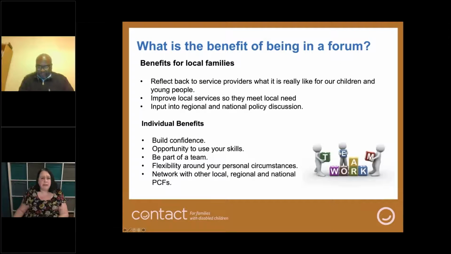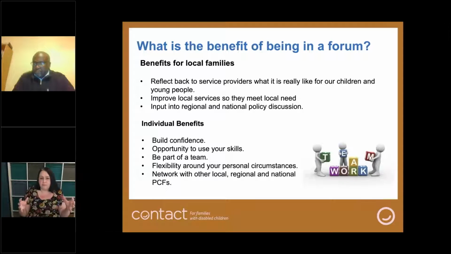So what is the benefit of being in a forum? I'm going to look at this really from two sides. So the benefits for local families as a collective. There's the ability to reflect back what services are really like for children and young people. And actually, for people that are commissioning those services, they really need that intelligence to make the services work properly. That then means that we are in a position to support the improvement of local services so they can meet the needs of families. And there's also the ability for forums to feed into regional and national policy discussions.